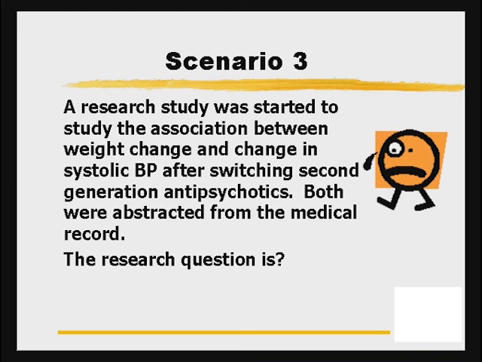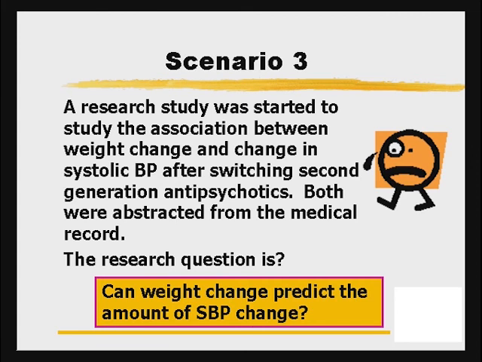But this time, we're going to ask a second type of question, and this is where we begin to look at the idea of prediction, and that is, can weight change help us to predict the amount of systolic blood pressure change? Now, we can't really do this with association. So we're going to look at this in the next lecture when we begin to look at simple regression, and then the relationship between correlation and simple regression, because as I said earlier, they're very similar, and in the case of a single independent variable and a single dependent variable, they're pretty much the same.